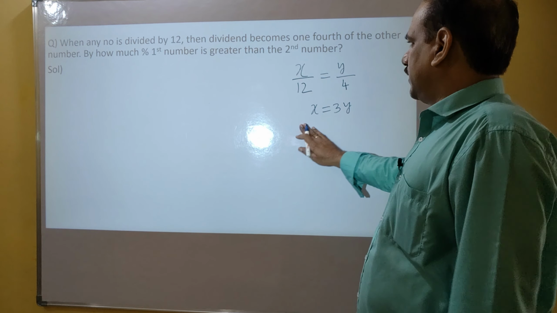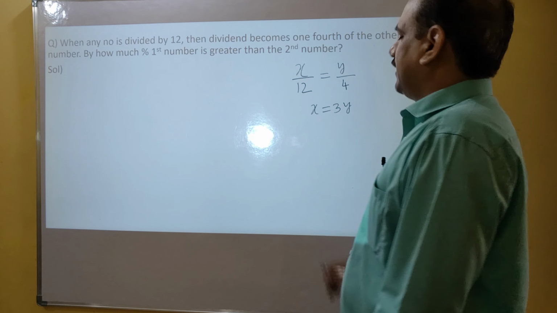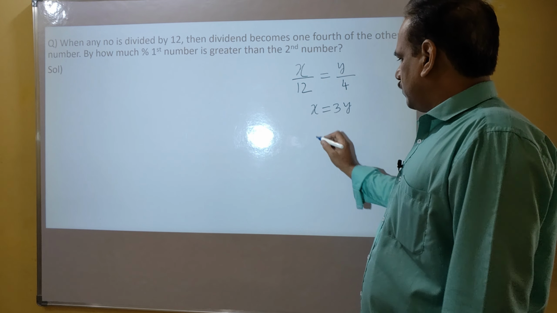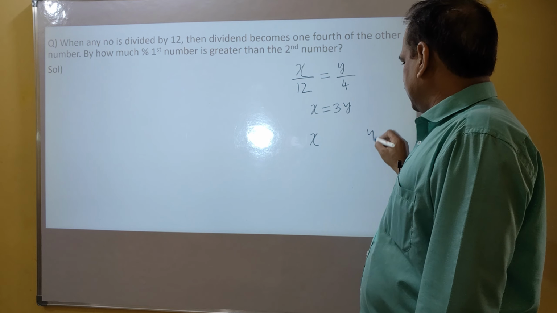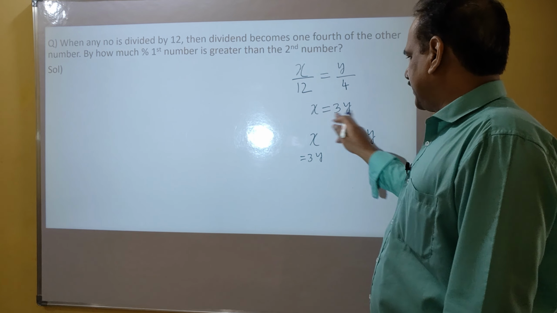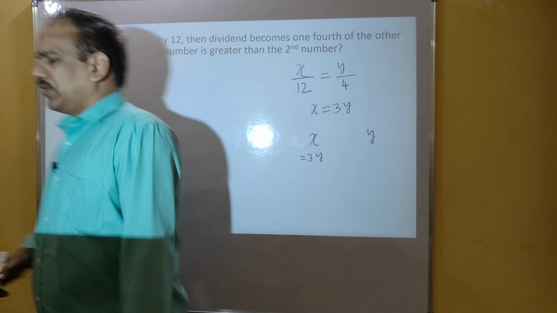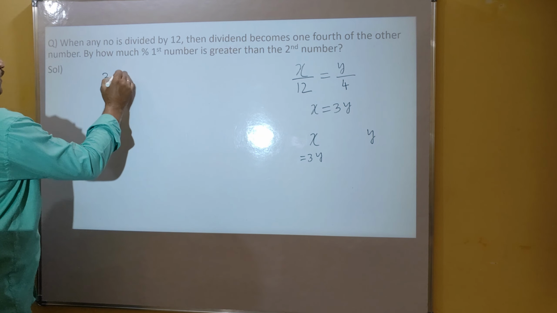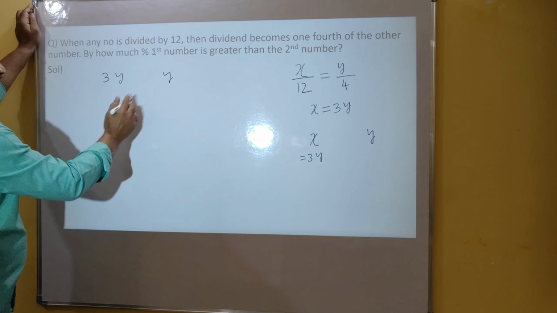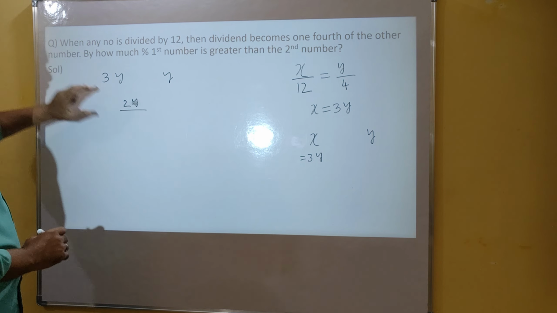X equal to 3y. So by how much percent is the first number greater than the second number? What is the first number here? X. Second number is y. What is x? It is 3y. So the first number is 3y, second number is y. So what is the difference? Difference is 2y. With respect to what?